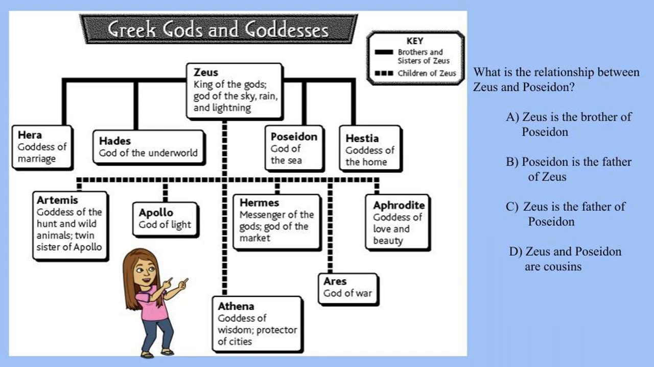So if I take Zeus and follow it down to Poseidon, the kind of line that is joining them is a solid line. So that shows you right there that the type of relationship between the two is brothers, not children, because children is a dotted line. So the answer is that Zeus and Poseidon are brothers. So if I look to see where it says anything about brothers, the only one that does is A. Zeus is the brother of Poseidon, because B says something about Poseidon being the father, or Zeus being the father for C, or cousins for D, which isn't even part of the chart really, unless you start looking at sisters and brothers and their kids, which it doesn't show kids of anybody else except for Zeus.